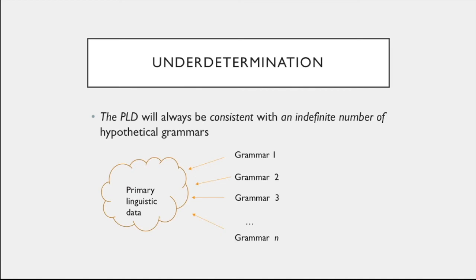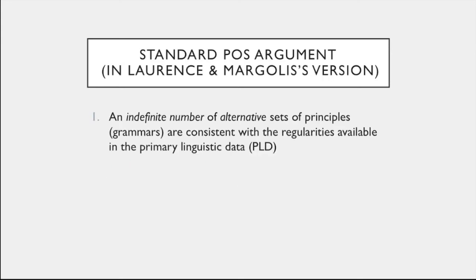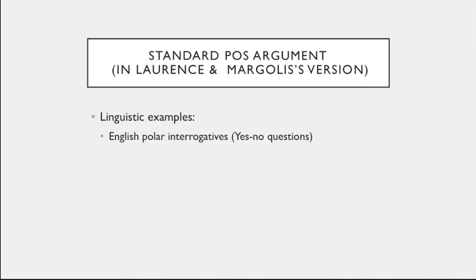For the child acquiring language, the underdetermination problem means that the PLD will always be consistent with an indefinite number of hypothetical grammars. Hence the first premise of Laurence and Margolis' statement of the poverty of stimulus argument, namely that an indefinite number of alternative sets of principles, that is, grammars, are consistent with the regularities available in the primary linguistic data. For an example, imagine a child acquiring the rule to formulate yes-no questions in English.